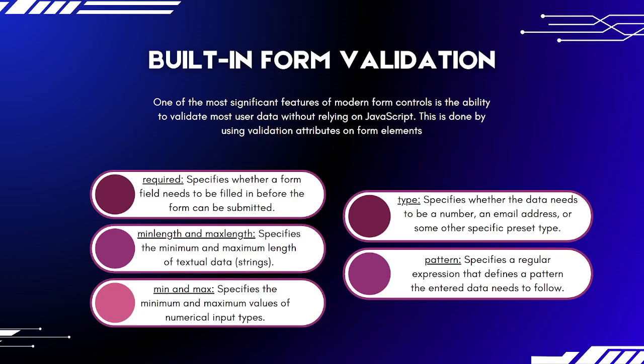In the built-in form validation, one of the biggest improvements is that we don't depend on JavaScript. We use just validation attributes in the form elements, such as required, that specify whether a form field needs to be filled in before the form can be submitted. For example, we have a text input where we save the email from the user, and this form might be submitted. So we establish that it is required with the attribute.